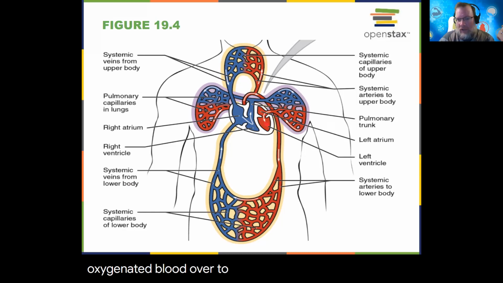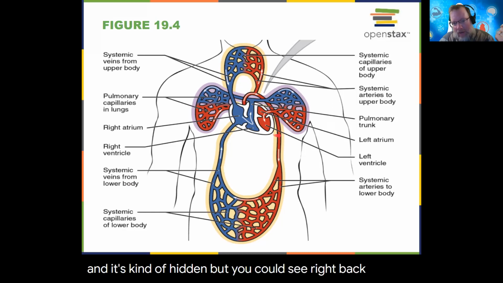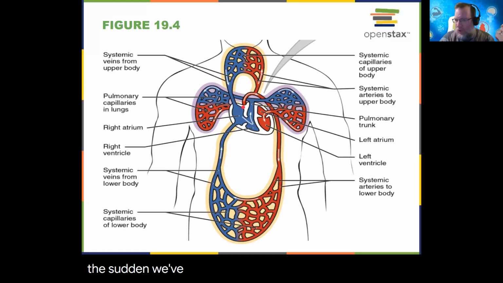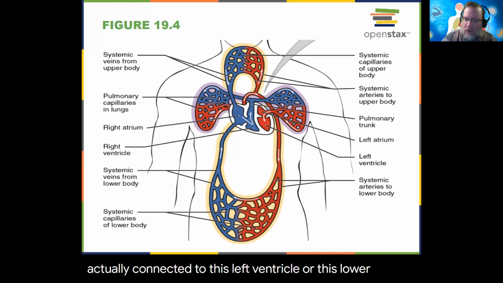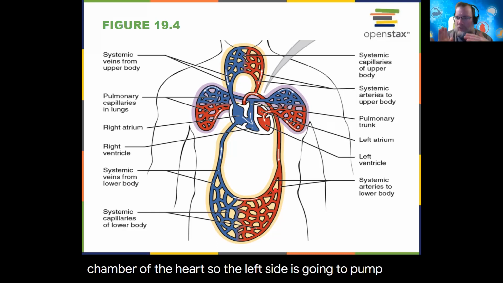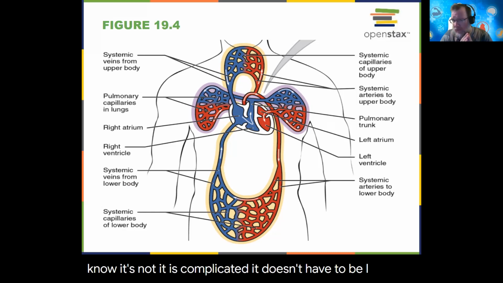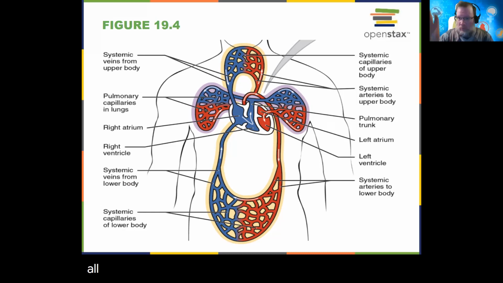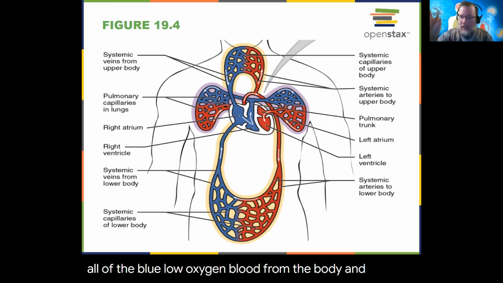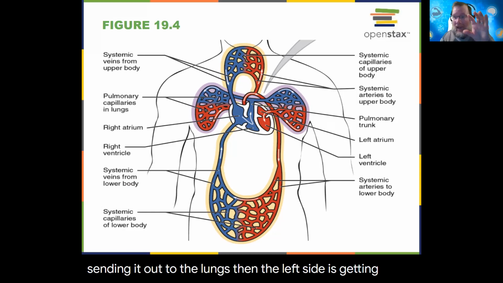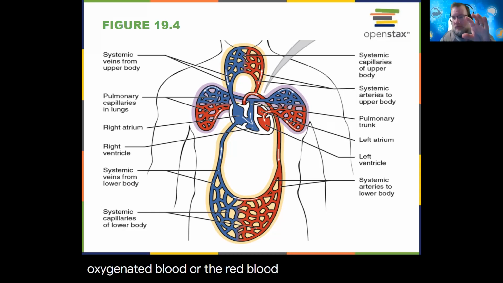The left side of the heart is kind of hidden, but you can see right back here, all of a sudden we've got this big artery that appears. That's actually connected to the left ventricle, or the lower left chamber of the heart. So the left side is going to pump oxygenated blood out to the body. It is complicated, but it doesn't have to be. If we just look at the heart as the right side getting all of the blue, low oxygen blood from the body and sending it out to the lungs, then the left side is getting the oxygenated, red blood from the lungs, and that left side pumps that red oxygenated blood out to the body. You can see it's a circuit, or a cycle.